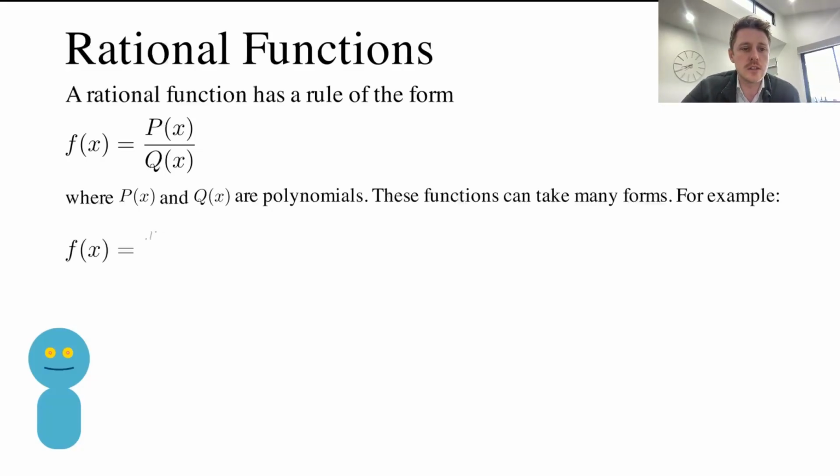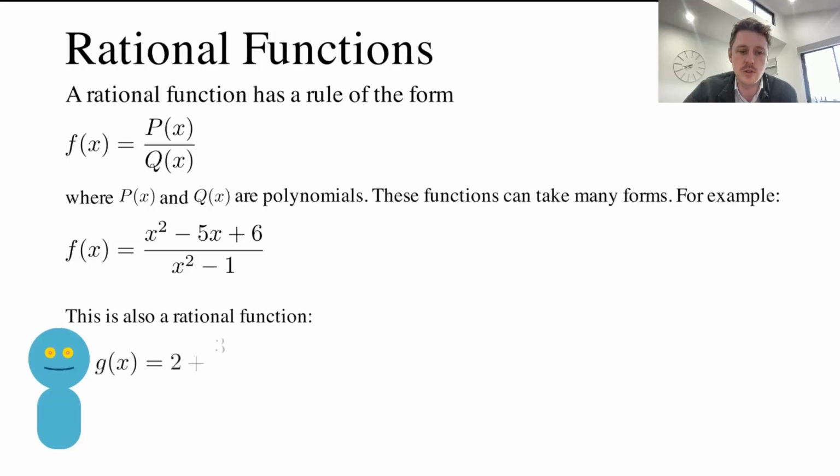So if we look at an example, you could have something like this. Clearly in the numerator we have a polynomial, and in the denominator we have a polynomial. But sometimes we just have to be aware that it won't necessarily explicitly look like a rational function, but something like this is also a rational function.